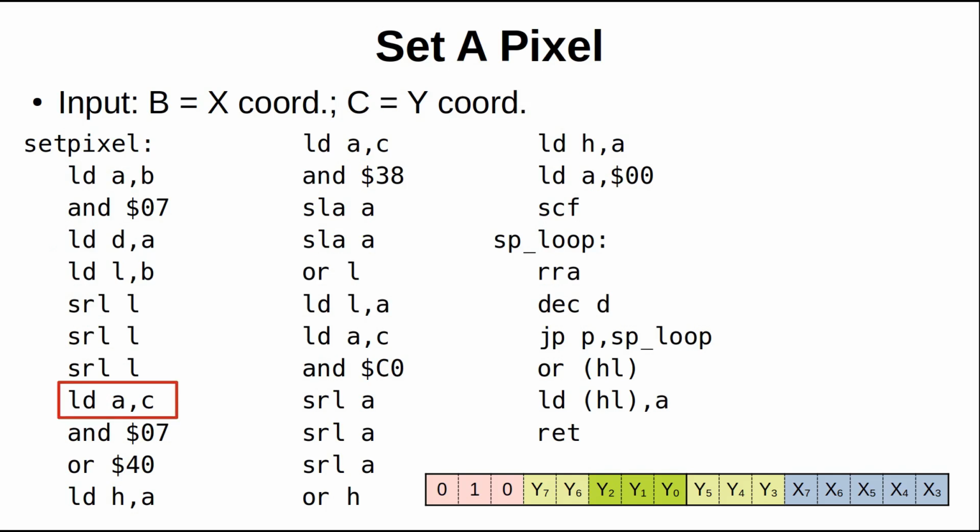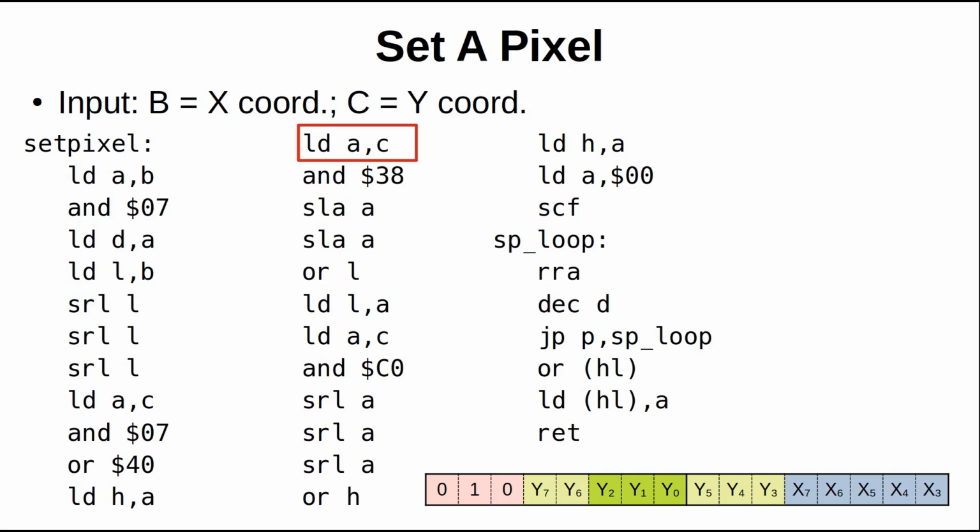With X dispatched, we move on to breaking the Y coordinate into 3 pieces, so we start by loading it into A from the C register. We need the lower 3 bits of that at the low end of the H register, so again we do the AND with 7 and then an OR with hex 40 to get those fixed upper 3 bits of the address set as well. Then we load that into H and move on to the next part.